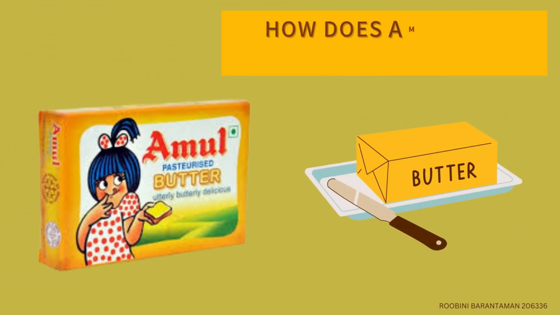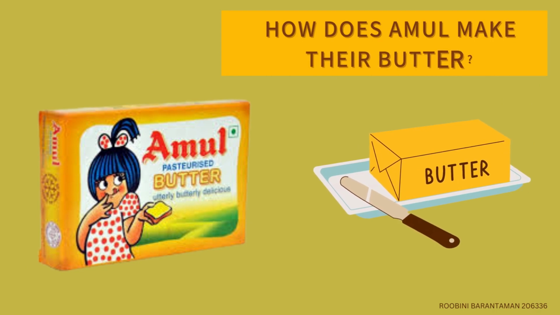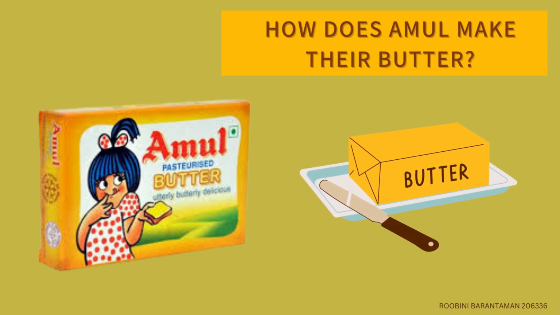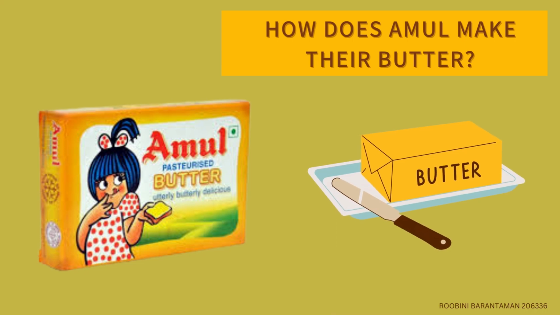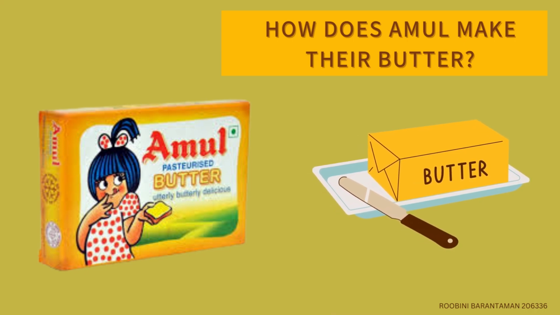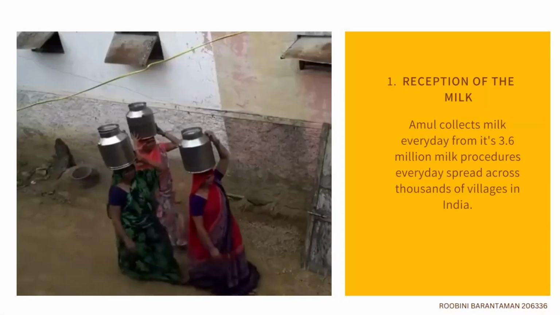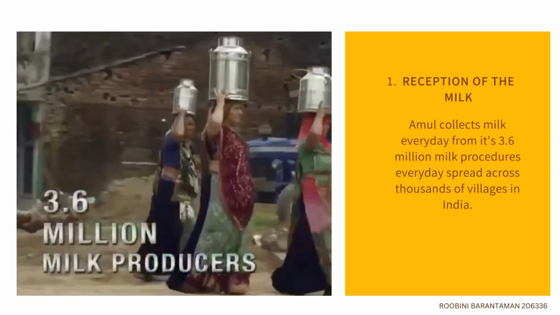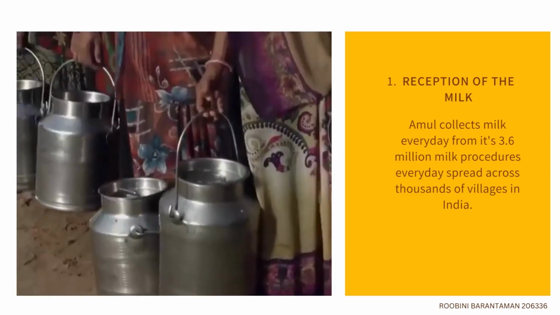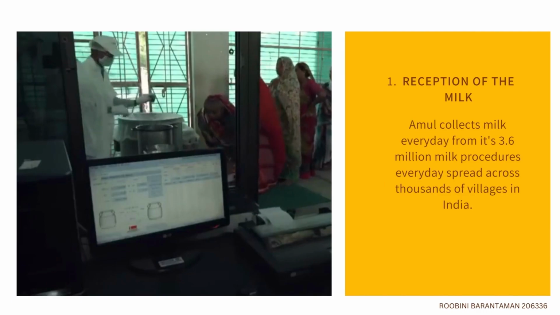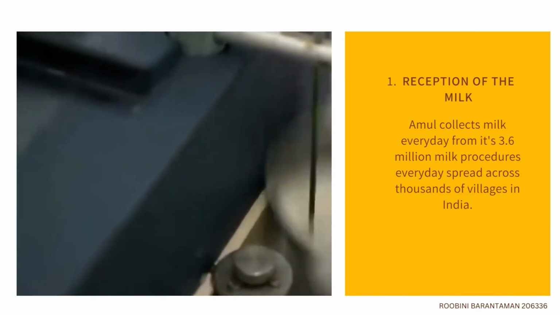Amul is one of the famous brands in India that has produced butter since 1982. This tasty and healthy butter is made using ultra-modern processing technology. Now let's see what the processes are and how they work. To make high-quality butter, Amul collects milk every day from milk producers all across India. They facilitate village milk societies with testing equipment and chilling units.